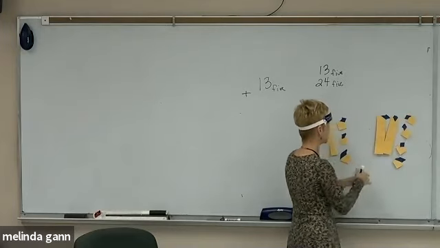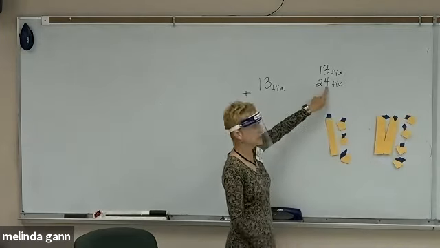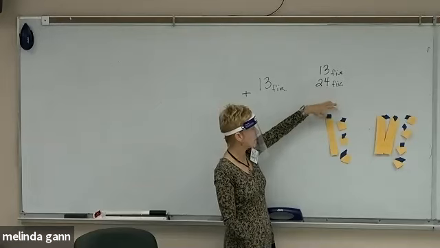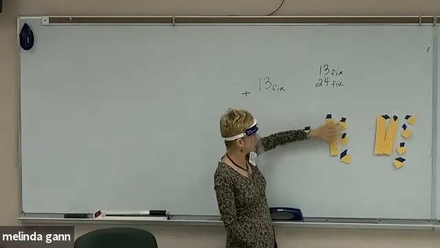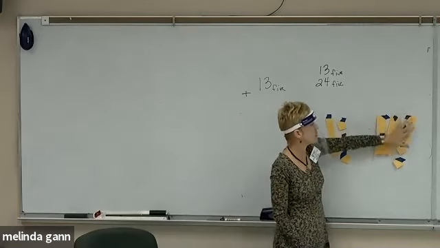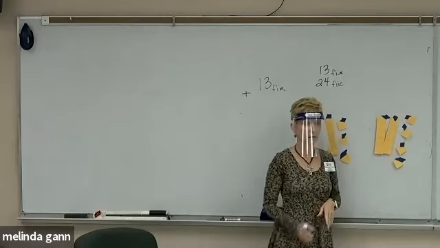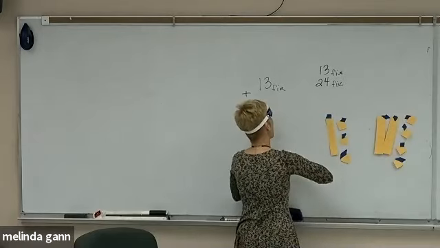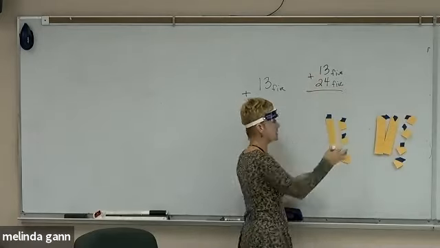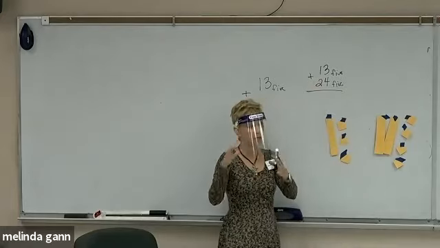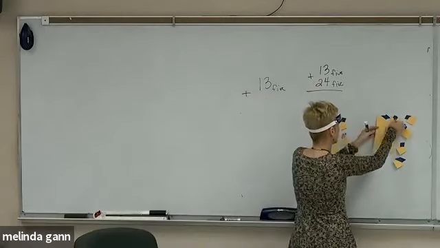So does everybody understand? These are my rods and these are my units. So I've got a 1 rod and 3 units, and over here I've got 2 rods and 4 units. We good? Now, if I want you to add them, what are you going to do with these 2 sets? You're going to union them. Okay, so I'm going to stick them all together.